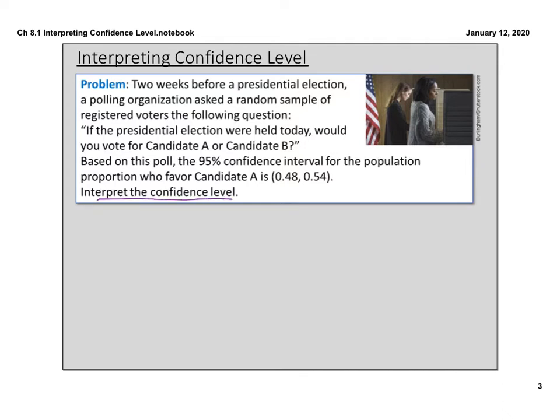It says, based on this poll, the 95% confidence interval for the population proportion who favor candidate A is this. If we want to interpret that, we're looking at confidence level, which is a little bit different than confidence interval. Now, we're going to use the same percentage. We're going to talk about a 95% confidence level, okay? And here's what that interpretation would look like.